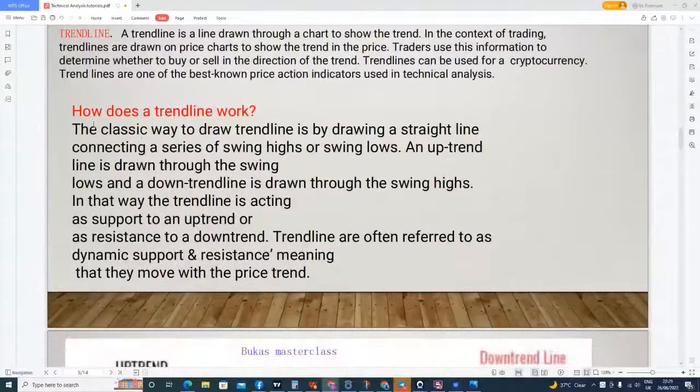Now, how does a trend line work? The classic way to draw a trend line is by drawing a straight line connecting a series of swing highs or swing lows. An uptrend line is drawn through the swing lows, and a downtrend line is drawn through the swing highs. Hope you understand. An uptrend line is drawn through the swing lows, and a downtrend line is drawn through the swing highs.